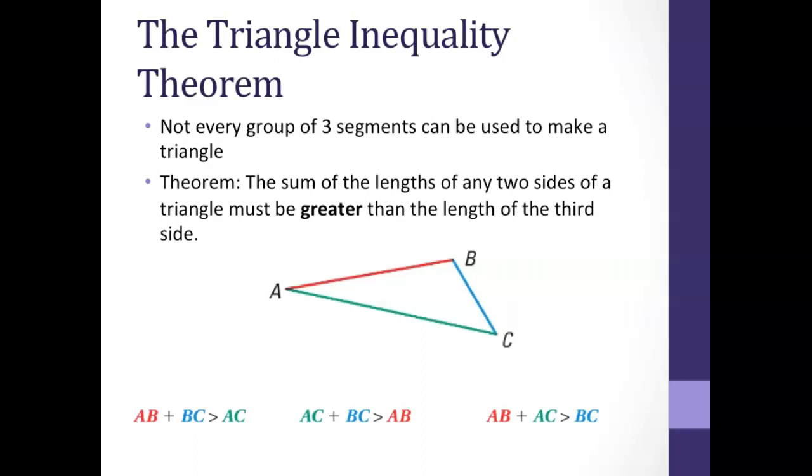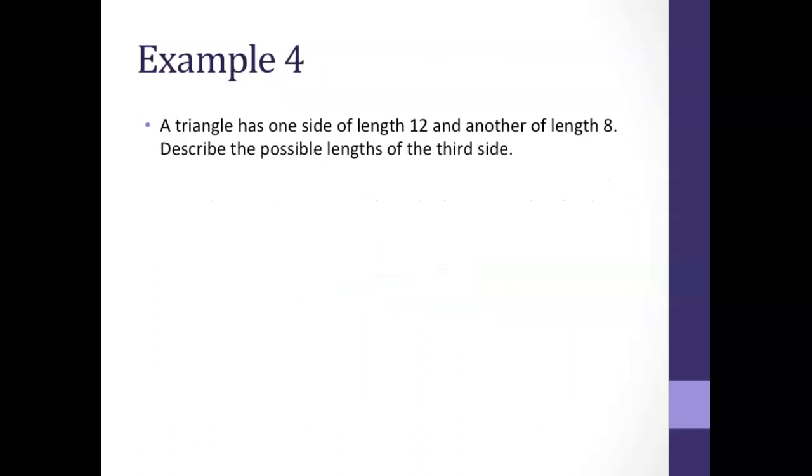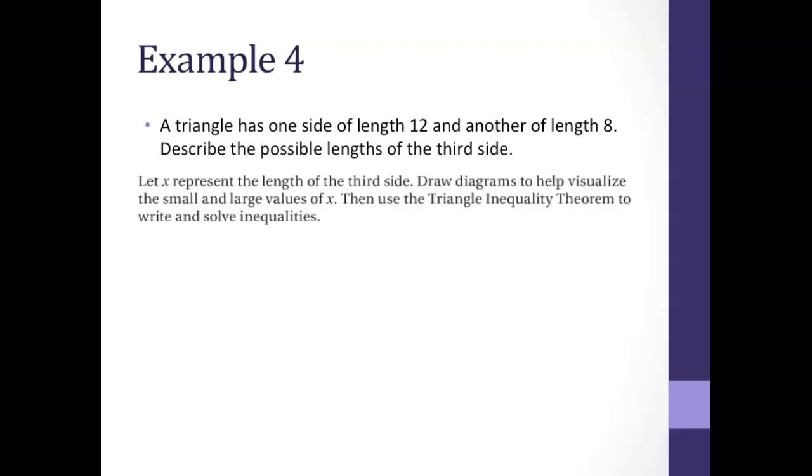Take a look at example 4. A triangle has one side of length 12 and another of 8. Describe the possible lengths of the third side. We're going to let x represent the length of the third side, and you can draw diagrams to help you visualize whether x is the small or large value. We're going to use the triangle inequality theorem to write and solve inequalities to help us determine the possible lengths of that third side x.